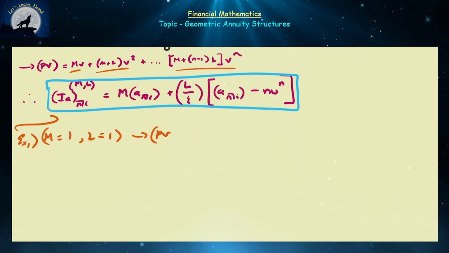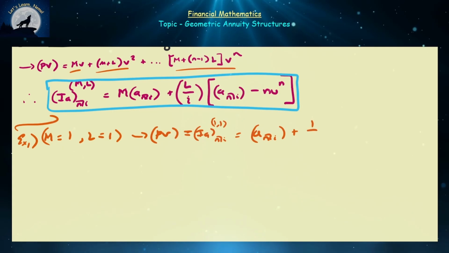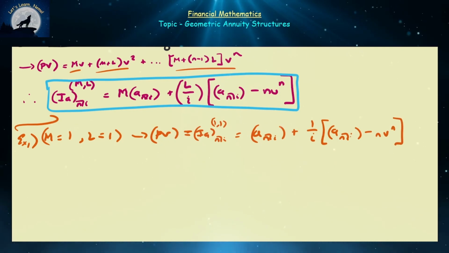So obviously our present value, which we can just denote as IA with 1, 1, and i, that's just going to be equal to what? That's just going to be equal to a angle n at i from the formula, plus 1 over i times a angle n at i, minus n nu to the power of n. And obviously we might be able to simplify that a little bit because keep in mind that has a 1 over i in it, that has a 1 over i in it as well. And there can be some algebraic manipulations that can make that a little bit nicer to deal with.